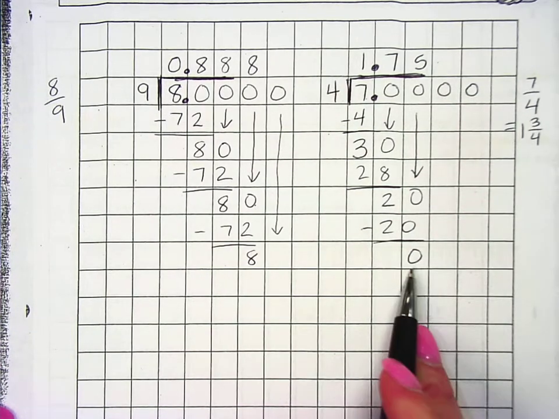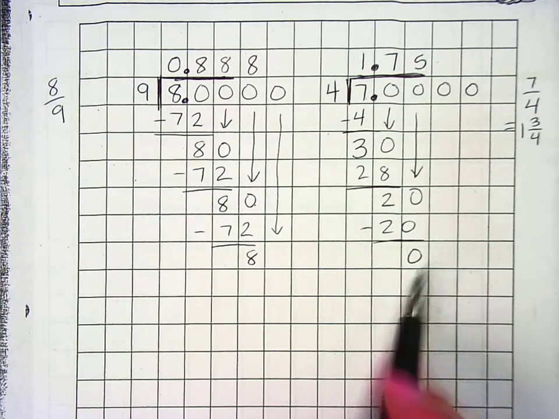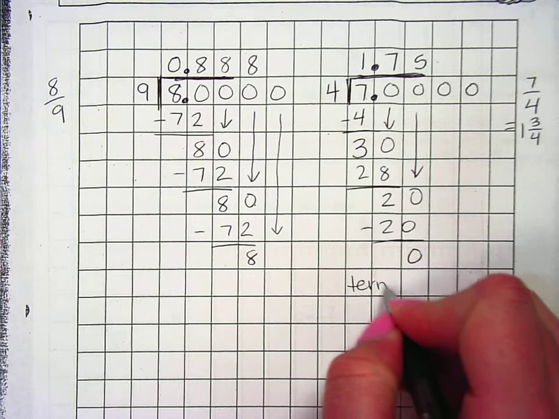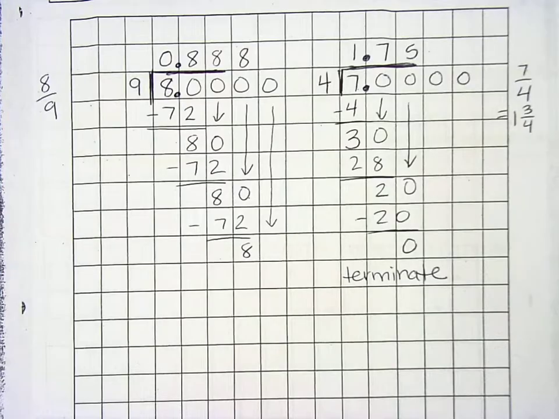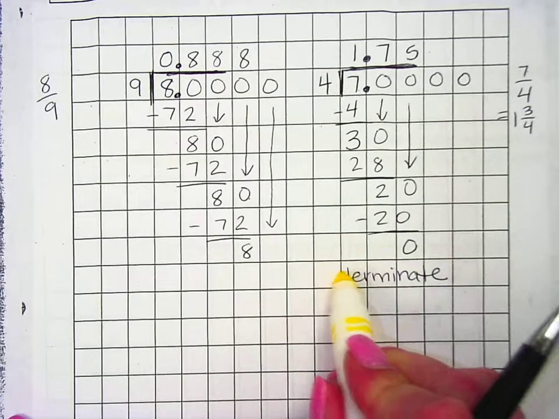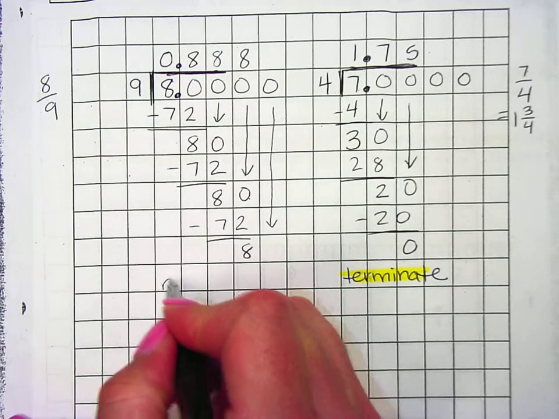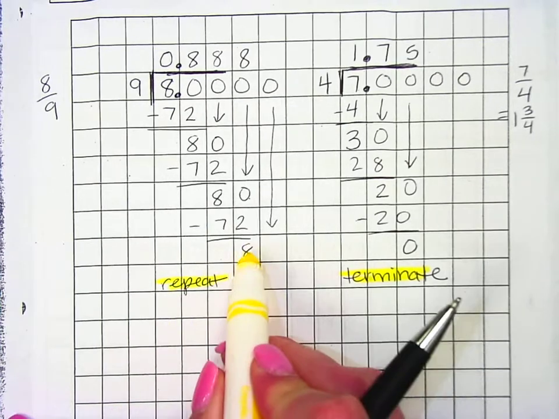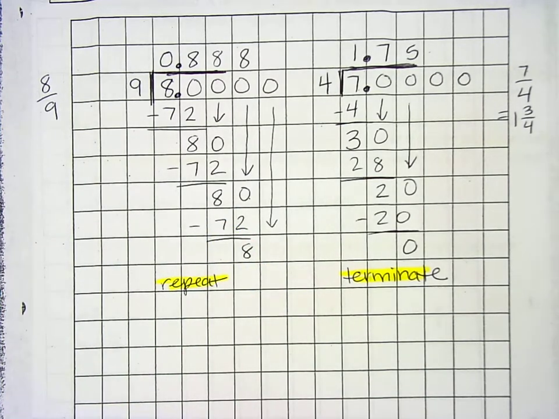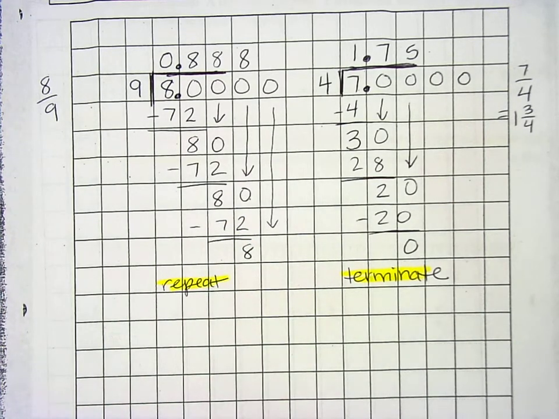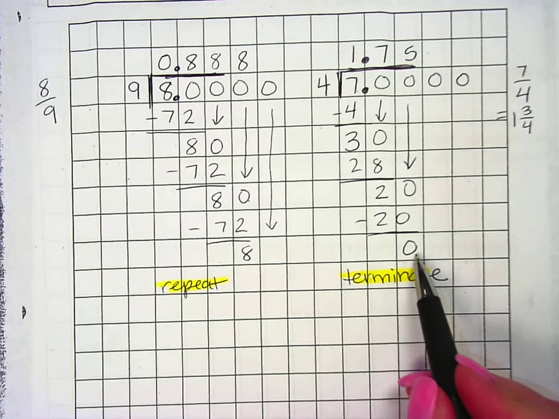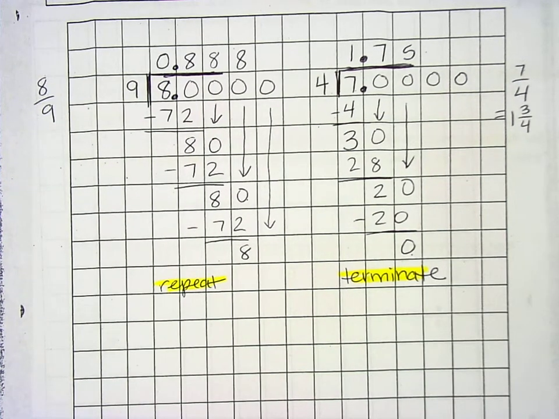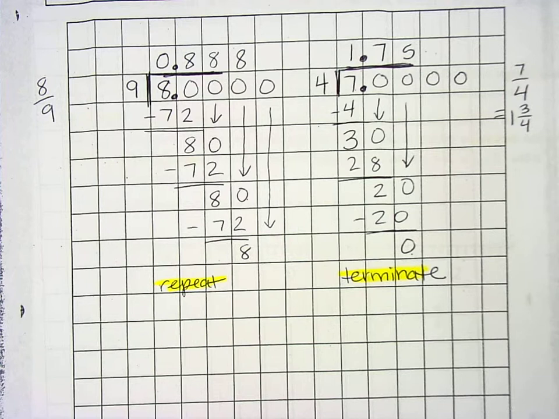And you see the difference: I'm left with nothing. So this is one that terminates, right? It stops at 1.75, versus this one that was repeating. Notice how over and over and over again, it doesn't matter how many times I did it, I kept getting left with an 8. I kept having to bring it down. If at any point you see a 0, that tells you this is terminating. My decimal has stopped, okay? And I don't have to do anything more to it after that. I don't have to add more zeros behind it.